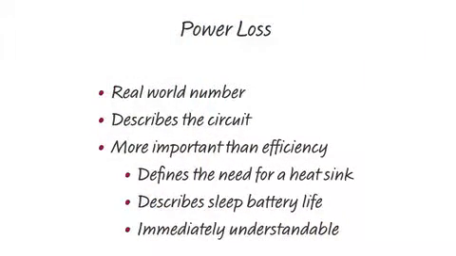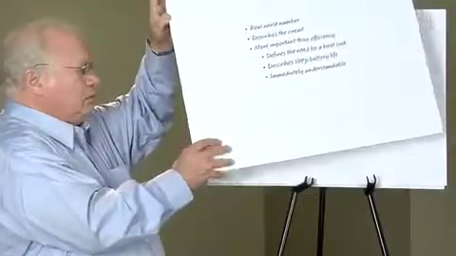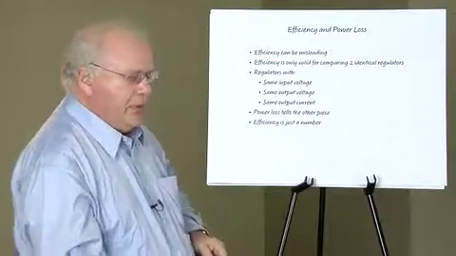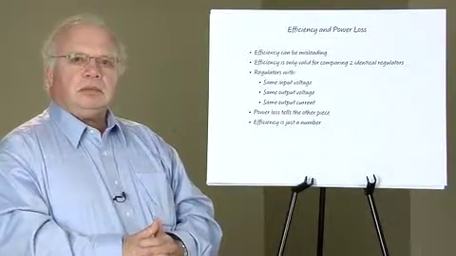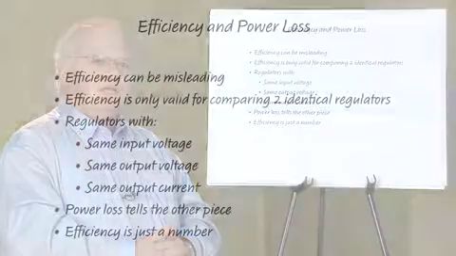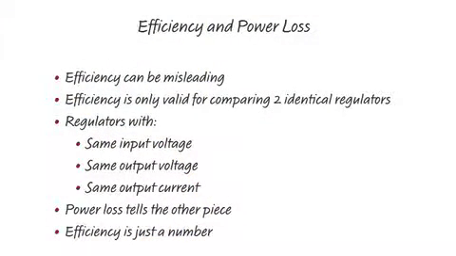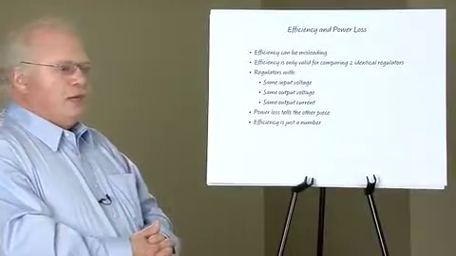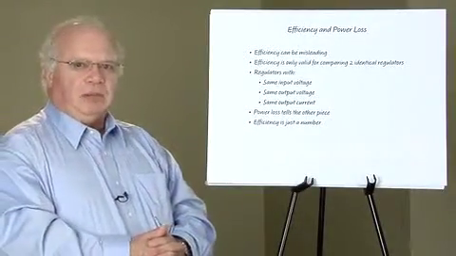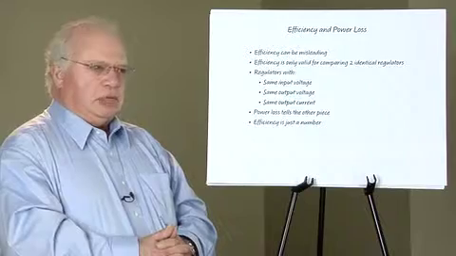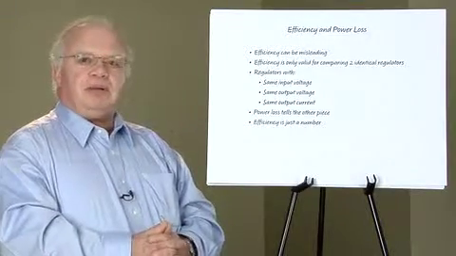Power loss goes with the circuit. It's not manipulable very easily by changing some of the parameters, while efficiency is a function of output voltage. Unlike power loss, efficiency is a number by itself. It's dimensionless. It's the ratio of the output power to the input power, and that can be manipulated for a particular circuit.